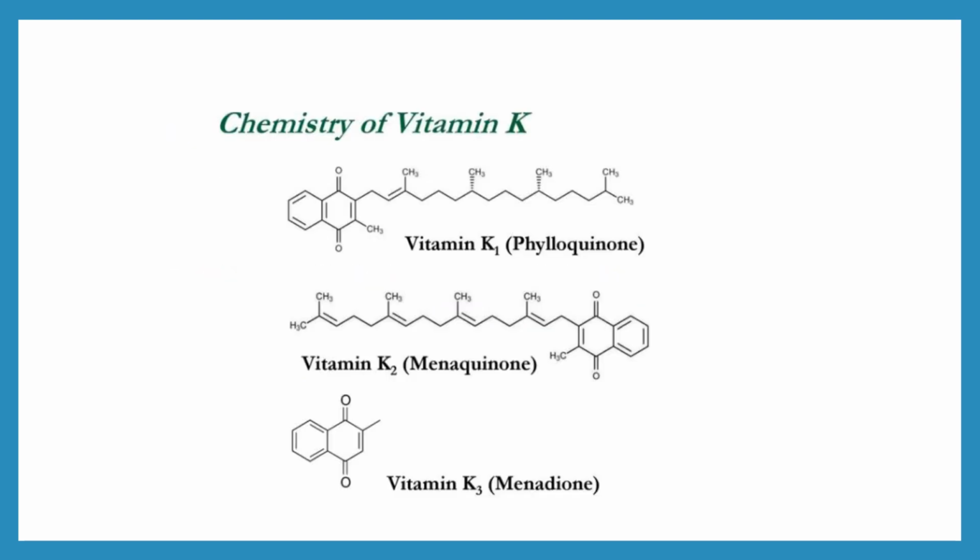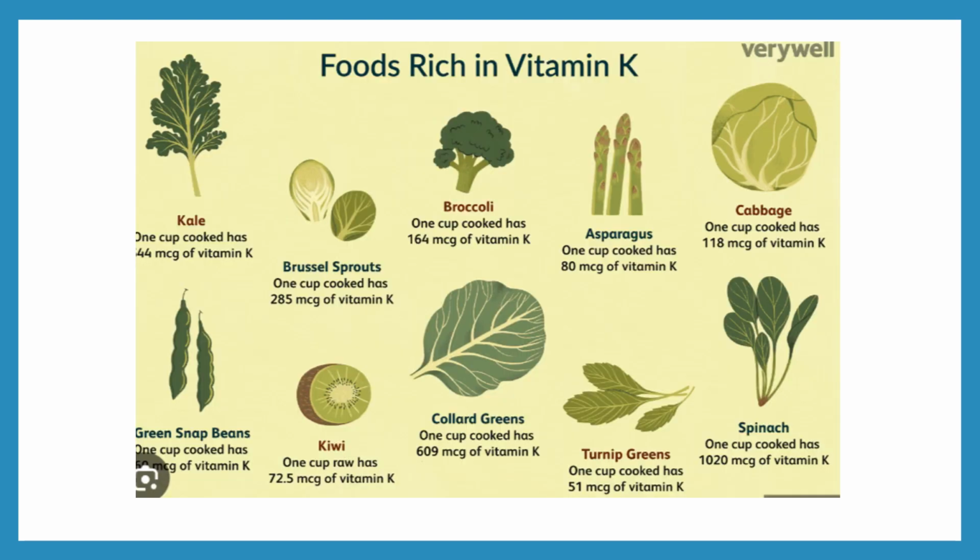Chemistry of vitamin K. This is vitamin K1 phylloquinone structure, vitamin K2 menaquinone structure, and vitamin K3 is menadione. All these structures contain the quinone ring in their structure. Sources of vitamin K: Brussels sprouts, beans, kiwi, asparagus, cabbage, spinach, turnip greens, broccoli. These are the richest sources of vitamin K.